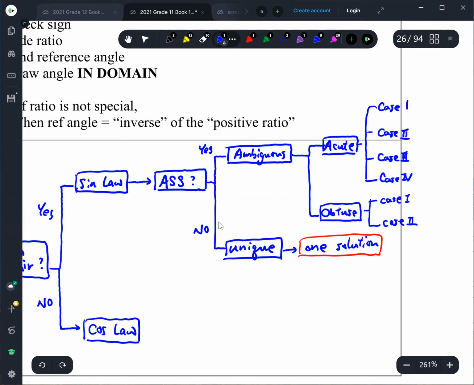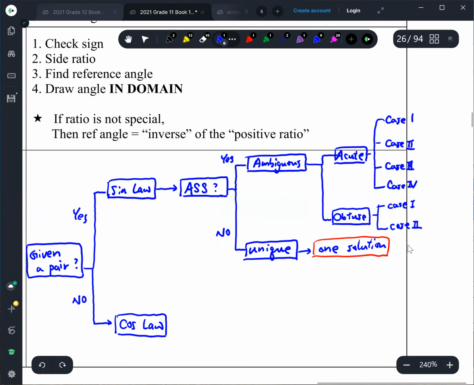Case 1, when do you get case 1? How many solutions? Case 1 is the door is too short, shorter than the height, no solution. Case 2 and so on. Case 3 is the one with the 3 solutions. And then obtuse, you have 2 cases. Case 1 is no solution. Case 2 is 1 solution. So no solution, 1 solution, 2 solutions, 1 solution. This is no solution, 1 solution. Okay, so you have these ones.